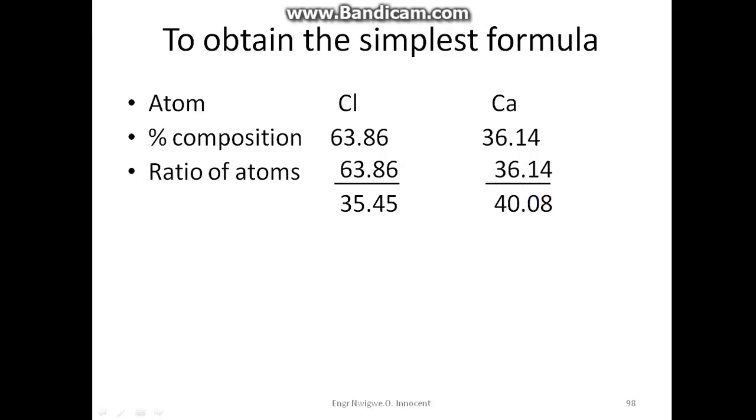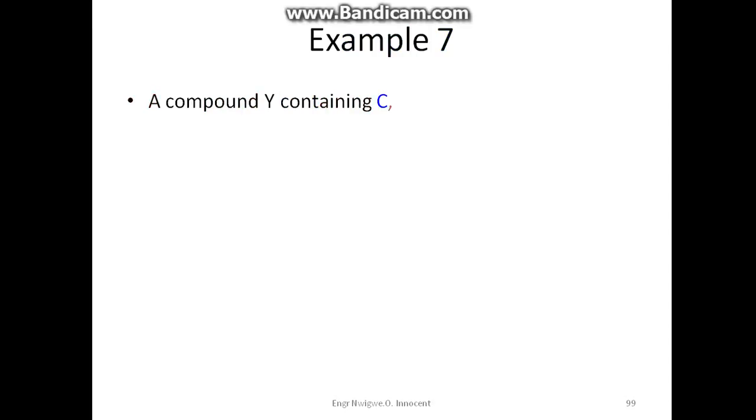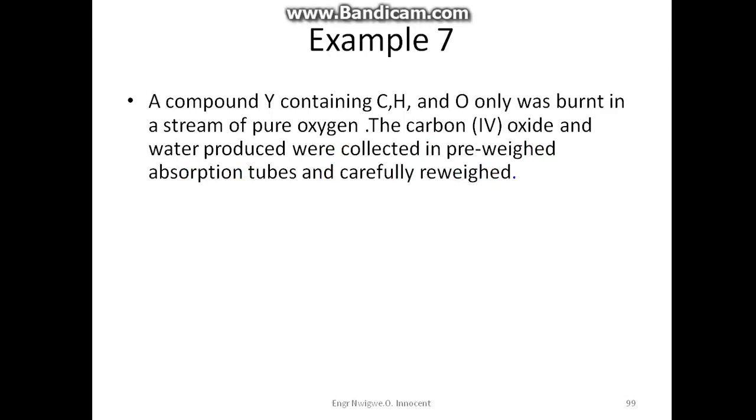Dividing by the smallest answer and bringing it to the nearest whole number, we have chlorine becoming 2 and calcium becoming 1. Therefore, the formula for the element is CaCl2. Example 7. A compound Y containing C, H and O only was burnt in a stream of pure oxygen.